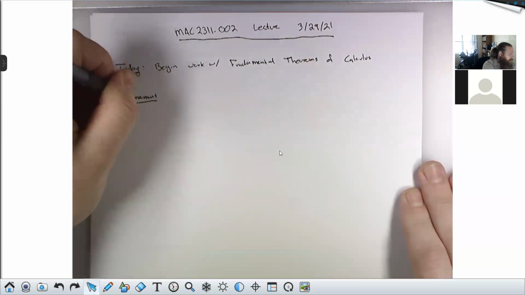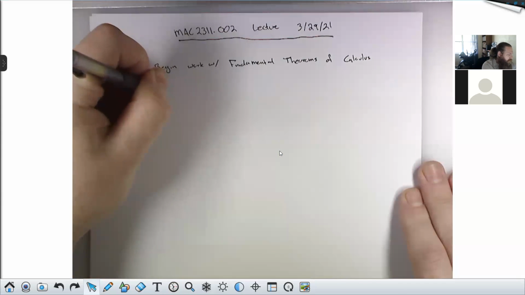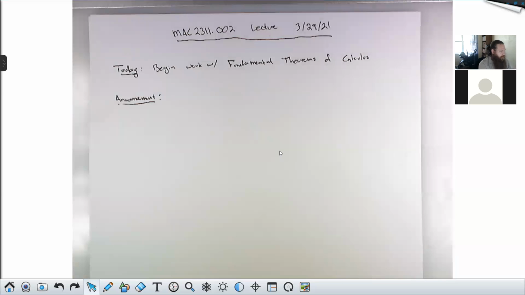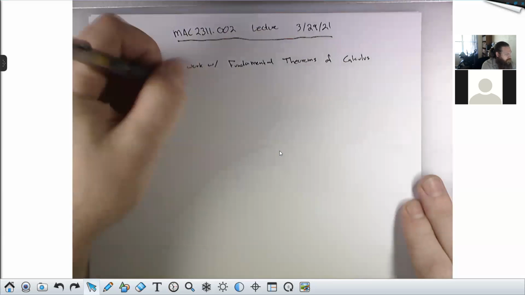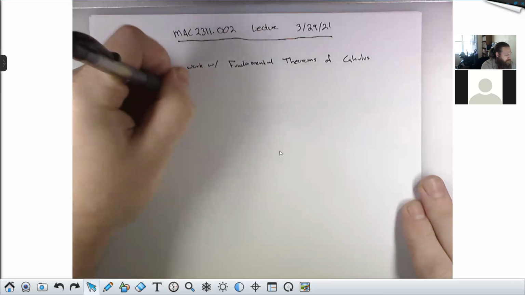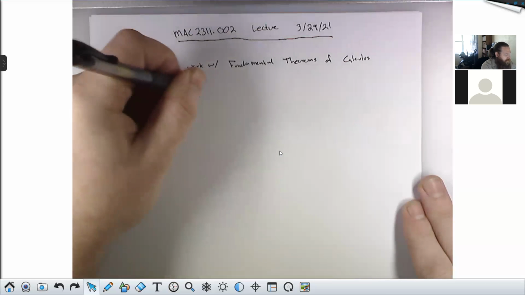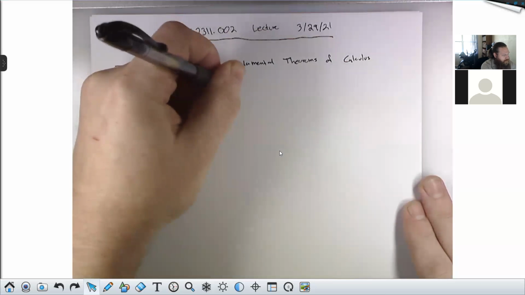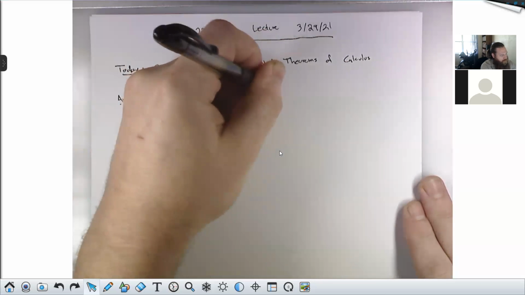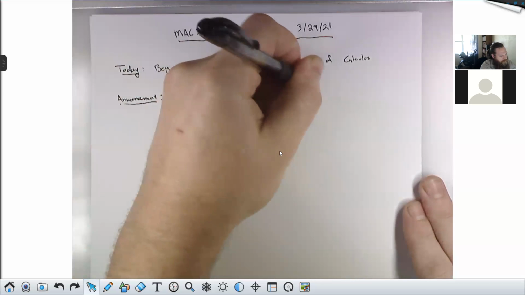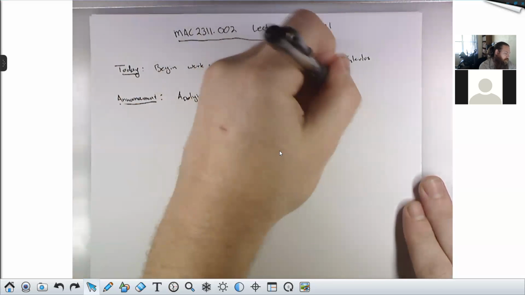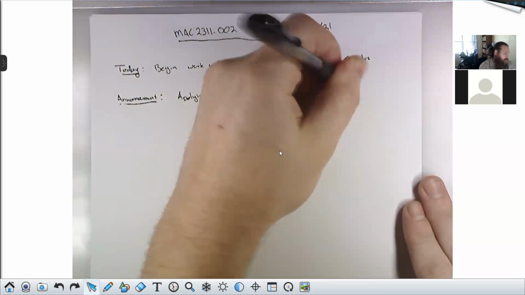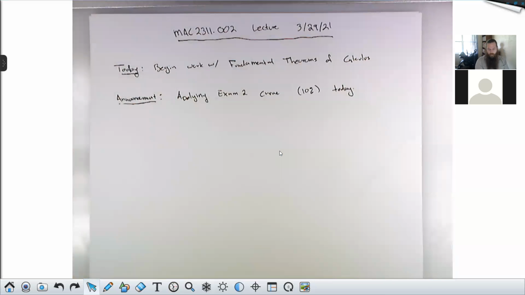I'll be applying the exam curves today. Last Friday, when I had all those meetings and I was able to get permission to do this, that was wonderful. It went fine, but I was just busy and I didn't get around to doing it. So I will be applying the exam 2 curve, which remember was 10%, today. I had intended to do this last Friday, but it just got away from me. I was a little busy.